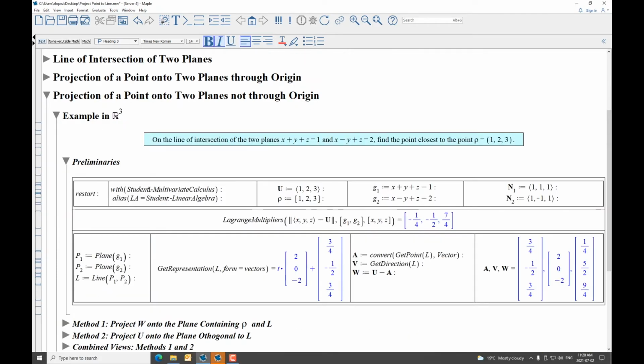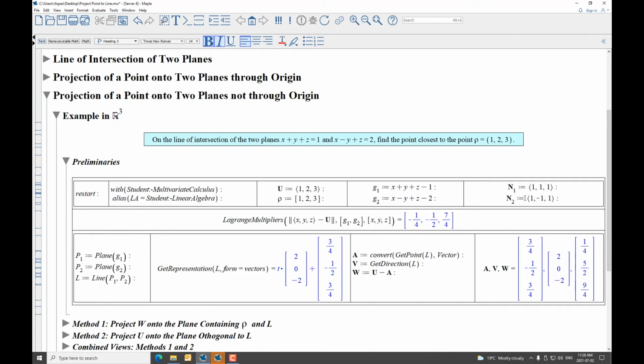Preliminaries. Bring in the student multivariate calculus package and alias student linear algebra to the name LA for convenience later. U, this point, as a position vector, and here it is as a point. These are the constraint expressions. Everything goes to one side, no equal sign, because I want to use that in the Lagrange multiplier command down here, which doesn't want you to have an equation.